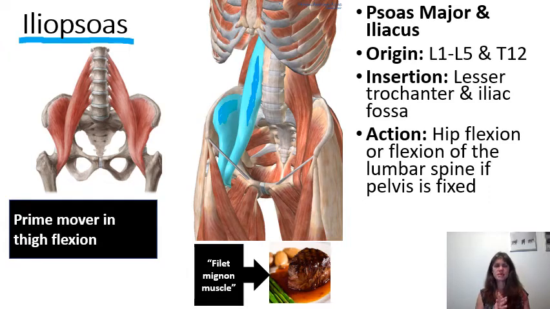This muscle group is a prime mover for hip flexion. And if the spine is fixed, the muscle action is hip flexion. If the pelvis is fixed, then this muscle group can cause flexion of the lumbar spine. So this is one of those instances where the origins and insertions can change depending on what part of the muscular attachment is fixed and what part is movable.